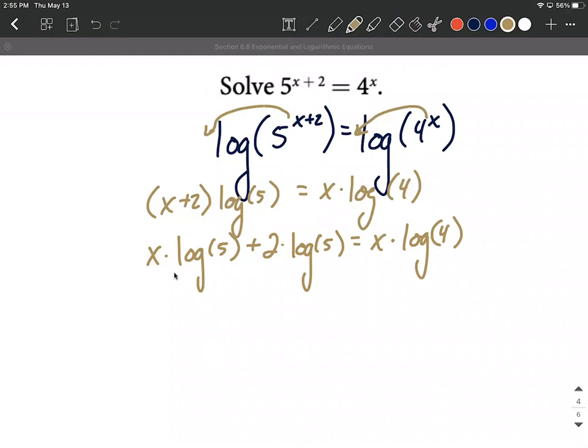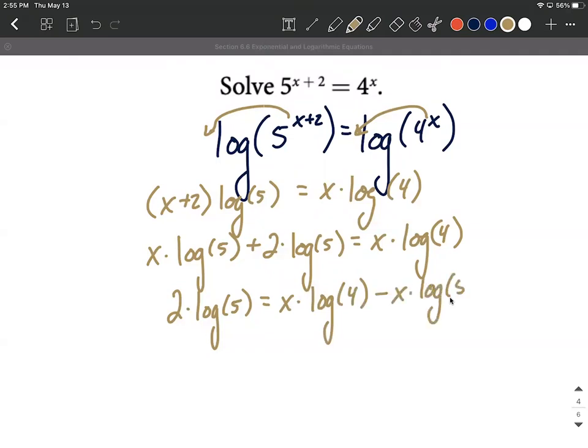Next, notice we have 2 terms that both have x's, one on the left side, one on the right side. I'm going to elect to put these all on the same side. So I'm going to move this term over to the right-hand side by subtracting it. So I'm bringing down the 2 multiplied by log of 5. And then I'm going to have x multiplied by log of 4. We said we were subtracting that x multiplied by log of 5 over to the right-hand side. This puts both of the terms that have x's on the same side.